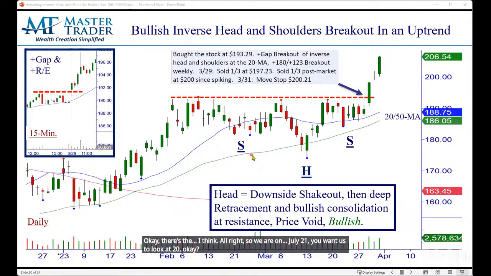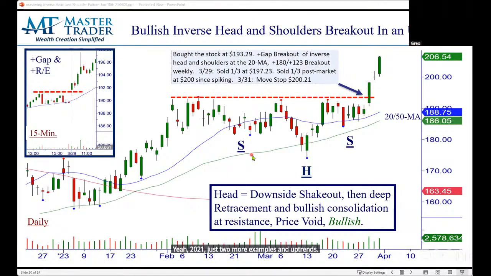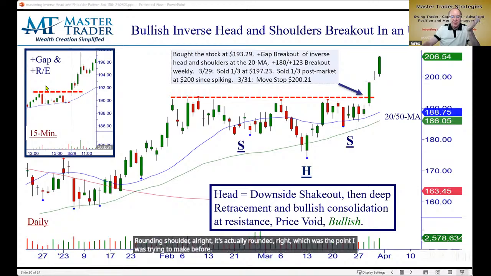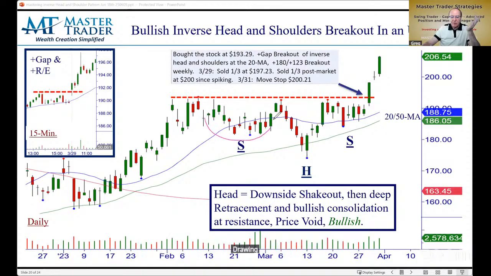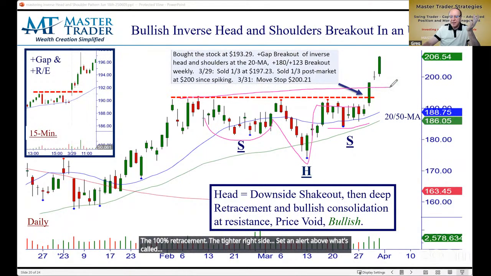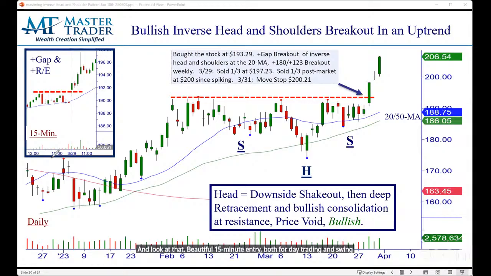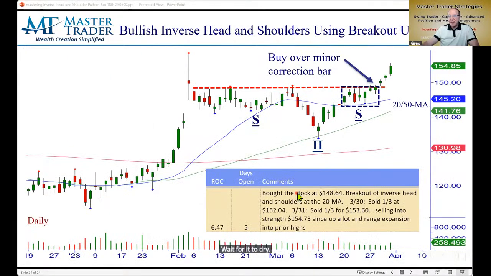Yeah, 20, 21, just two more examples in uptrends. Yeah, so it's the same thing. Rounding shoulder, right? It's actually rounded, which was the point I was trying to make before. There's the spike down, the 100% retracement, the tighter right side, and a sudden alert above what's called the neckline. Look at that, a beautiful 15-minute entry, both for day trading and swing trading. Next one. Right, same thing.